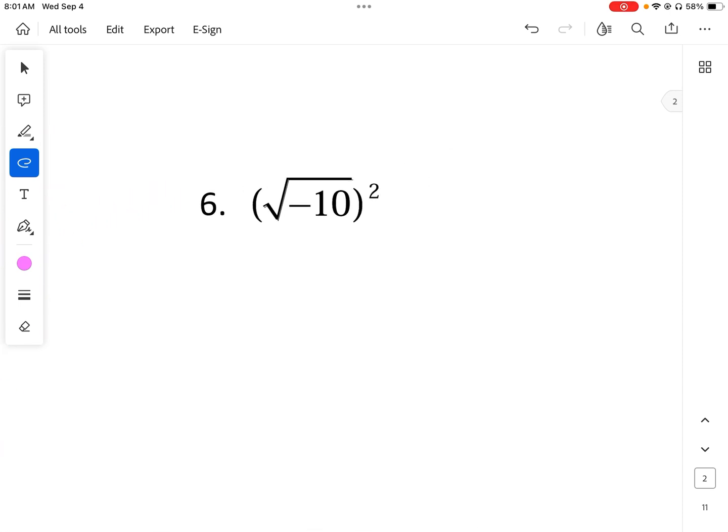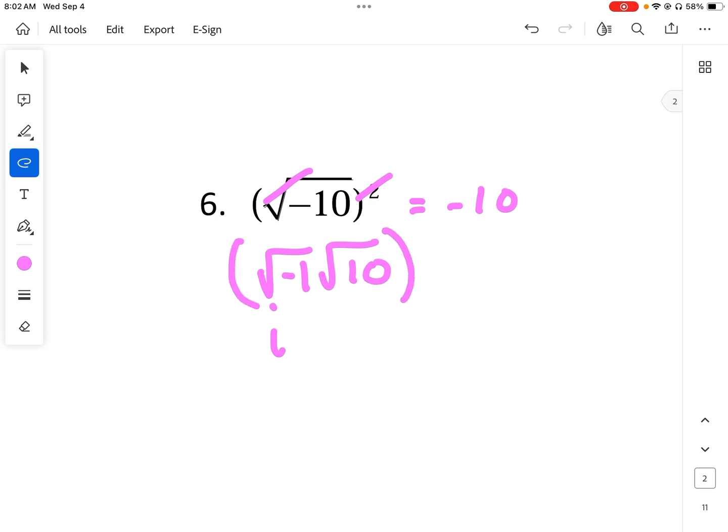Square root of negative 10 squared. So remember, square roots and squareds basically cancel each other out, so this would just equal negative 10. If we were to break it down, this is the inverse way. The other way would be square root of negative 1, square root of 10, which just would be i.